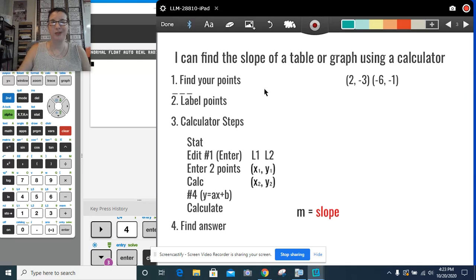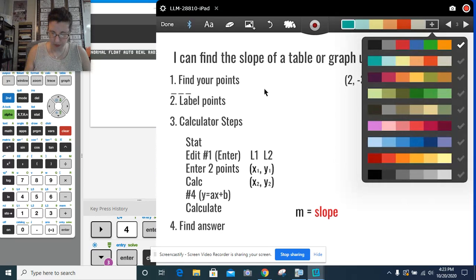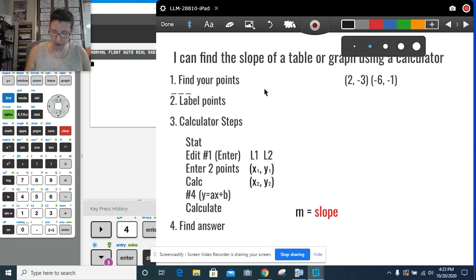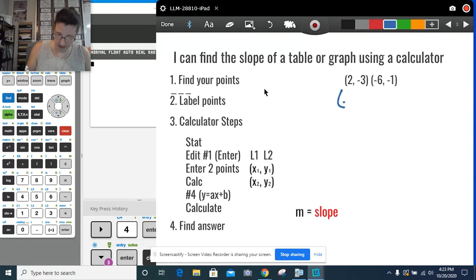The first thing, we don't need to find our points because they're already given to us, 2 and -3. But we need to label those points. So what we're going to do is we are going to rewrite these, -6 and 1, because when we put it into our calculator, this is the view that we need them in. We need them in an up and down view. And you'll see what I mean when I enter this into the calculator.